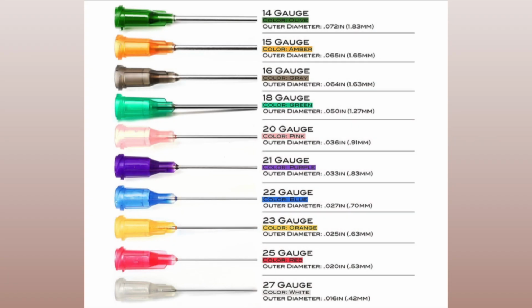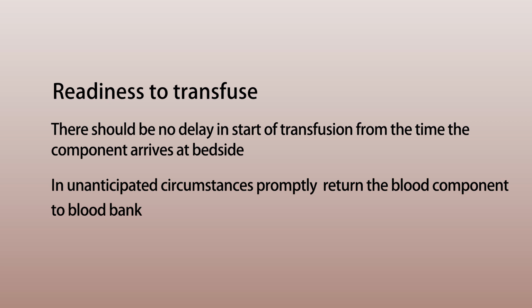So these are the sizes of various gauges and their colors shown for indication. You can choose most of them. Ideally, not usually more than 20 gauge needle. The next thing is to be ready to transfuse. There should not be any delay in start of transfusion from the time the component has arrived at bedside.